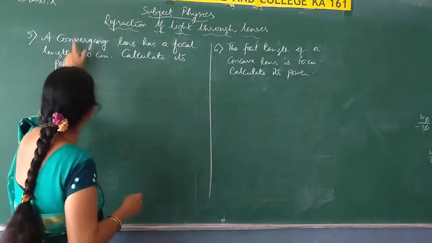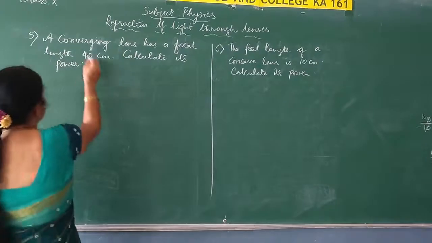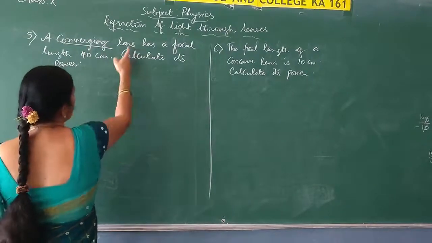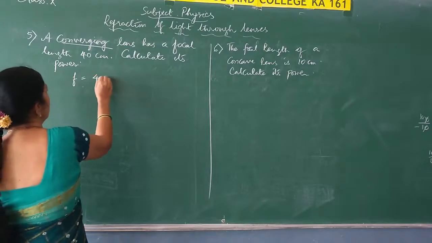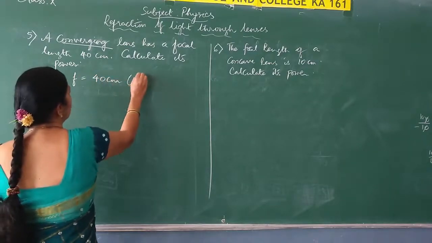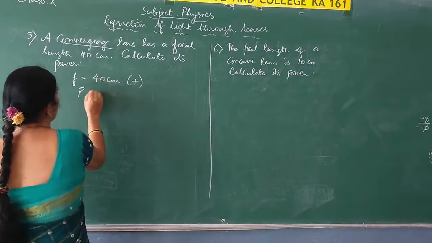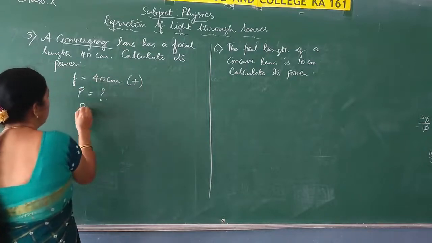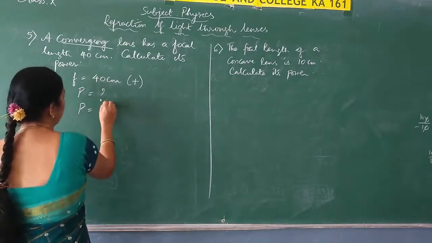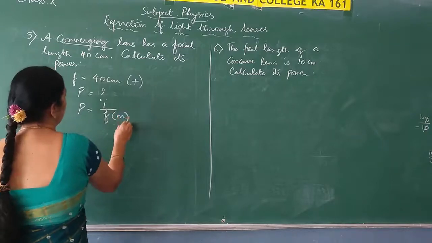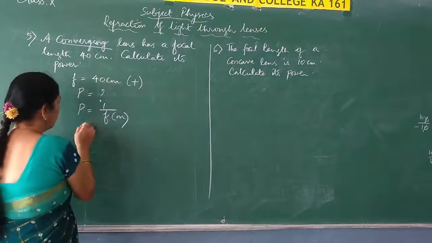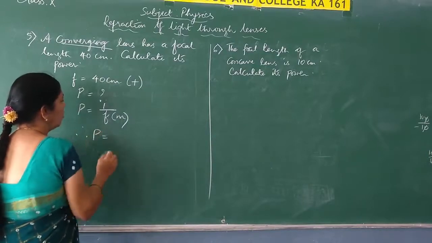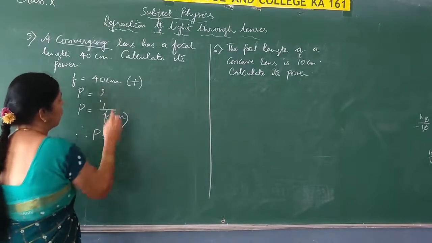So here he has given a converging lens has a focal length 40 cm. Converging lens means convex lens it is. So focal length of convex lens is positive. So it must be taken with positive sign. We have to calculate the power. We know that P is equal to 1 by f in meter. But here the focal length is given in centimeter. Therefore, P will be equal to 1 by 40 centimeter.